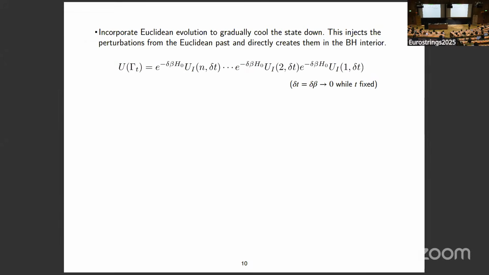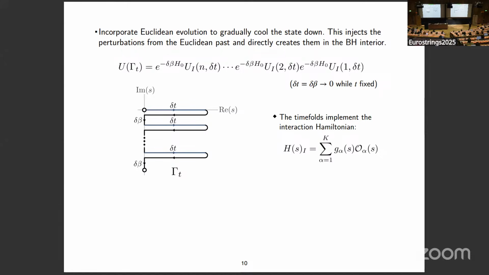Okay, so the idea is essentially to time evolve the black hole with this Brownian time evolution infinitesimally, and then cool the state down with some Euclidean evolution. And do this infinitesimally over and over again. And in this way, generate some finite temperature version of this Brownian evolution. So we will take the infinitesimal time steps of Euclidean and Lorentzian evolution to 0 while keeping t fixed.